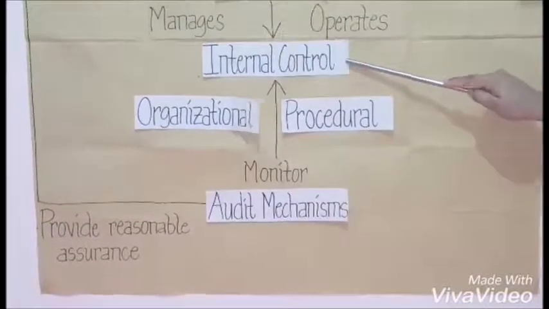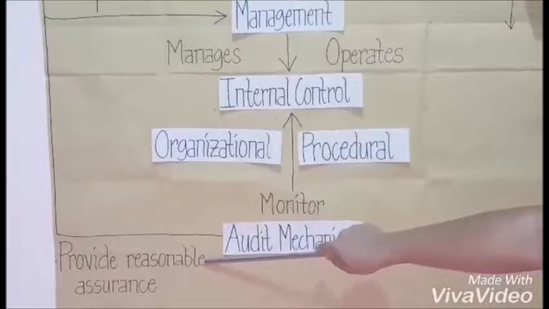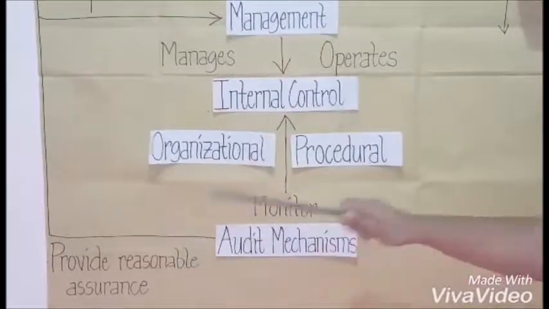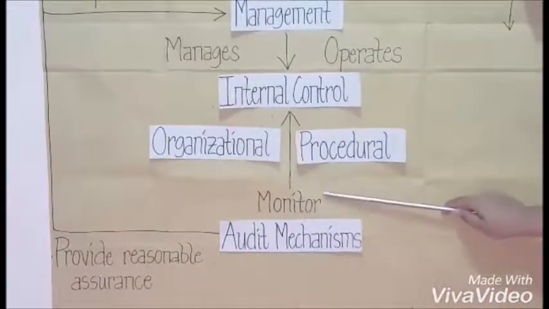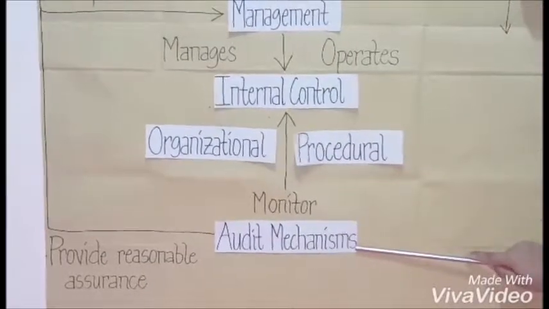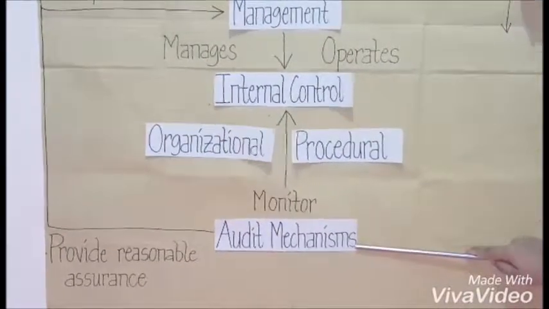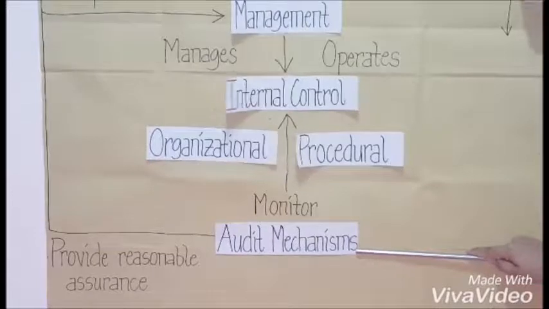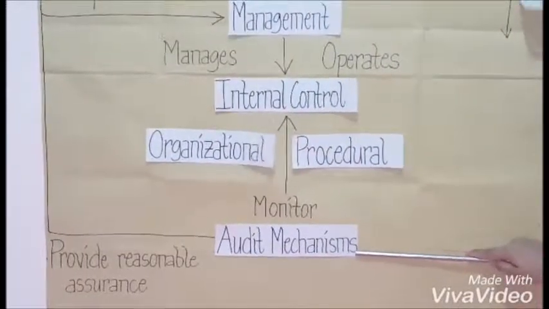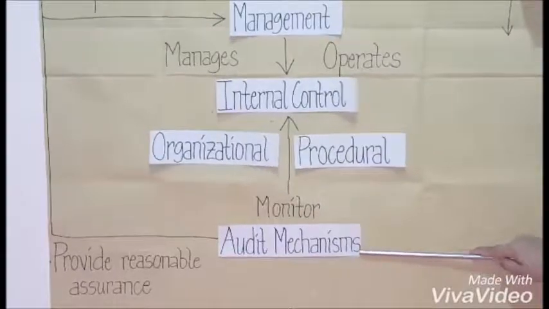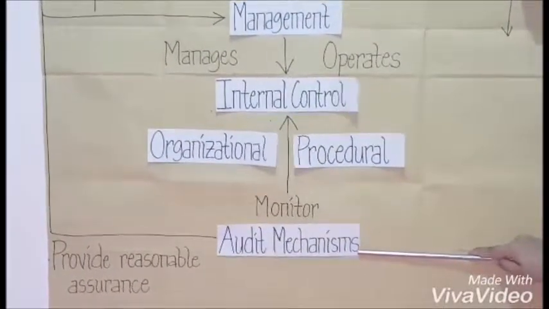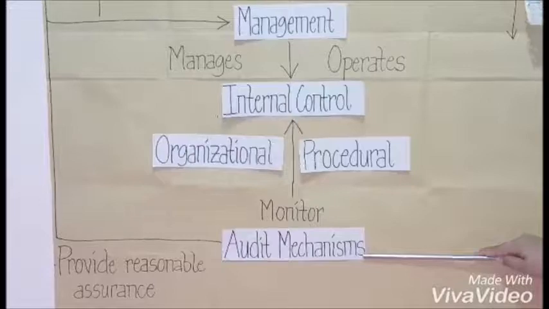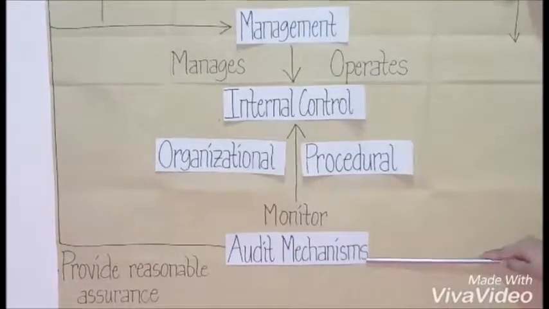Since internal controls can only provide reasonable assurance, not absolute assurance, that the objectives of an organization will be met, audit mechanisms are needed. Audit mechanism is an independent, objective assurance and consulting activity designed to add value and improve an organization's operations. It helps an organization accomplish its objectives by bringing a systematic, disciplined approach to evaluate and improve the effectiveness of risk management, control, and governance processes.